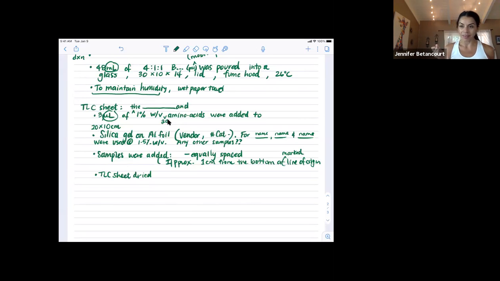I know some of you have it. I see it every single semester. The TLC sheet dried. What's important about the drying? Are there any important details we need to know about drying? If so, put them down. And the clue is you're drying a couple different things a couple different ways. So it's probably best to describe how this thing is drying.